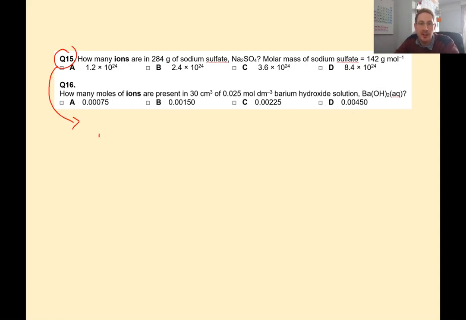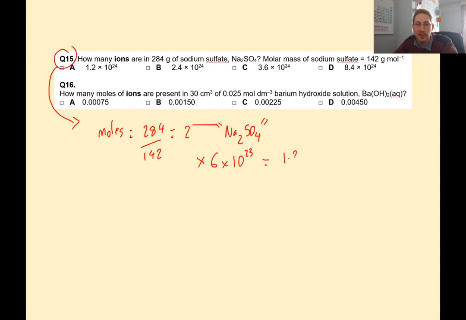Right, first thing, moles of sodium sulfate is mass over Mr, 284 divided by 142, which is 2 moles. And that is the number of moles of Na2SO4. So how many particles do we have? Well, we just times that by Avogadro's number, 6 times 10 to the 23, which gives us 1.2 times 10 to the 24. And that's how many particles of Na2SO4 we have.